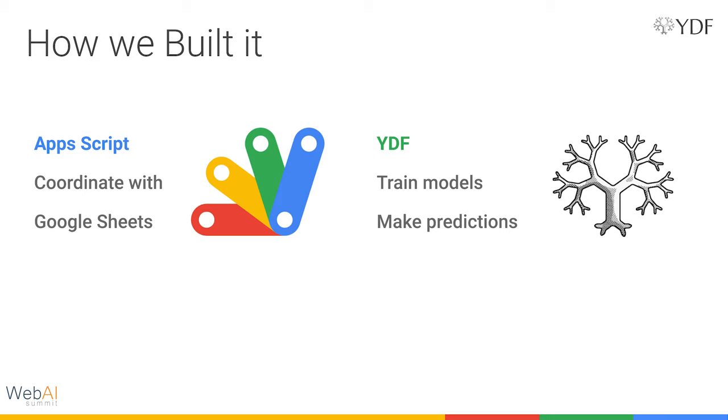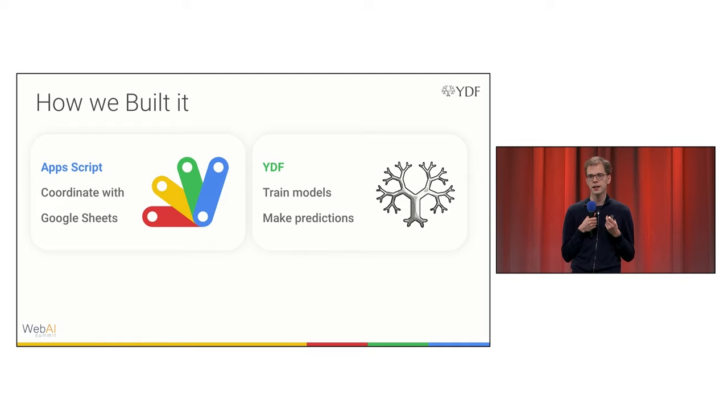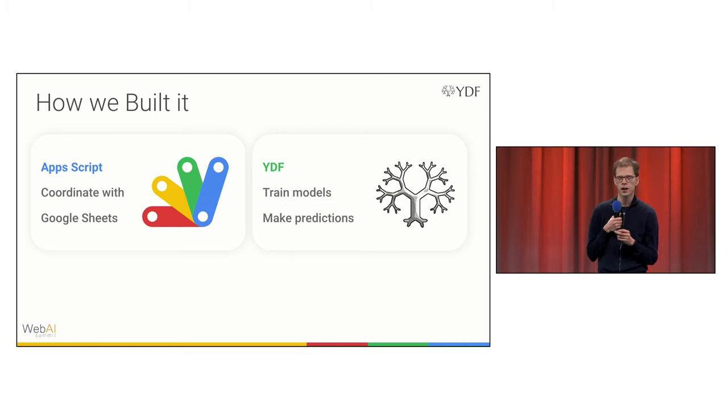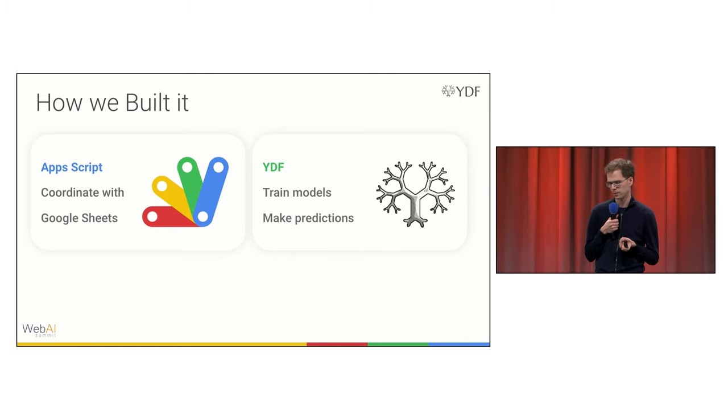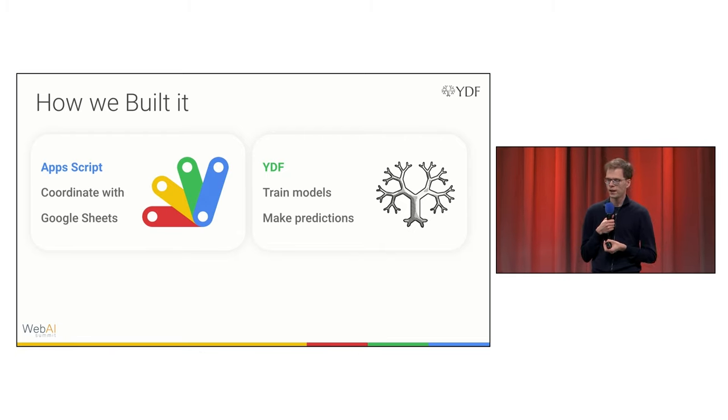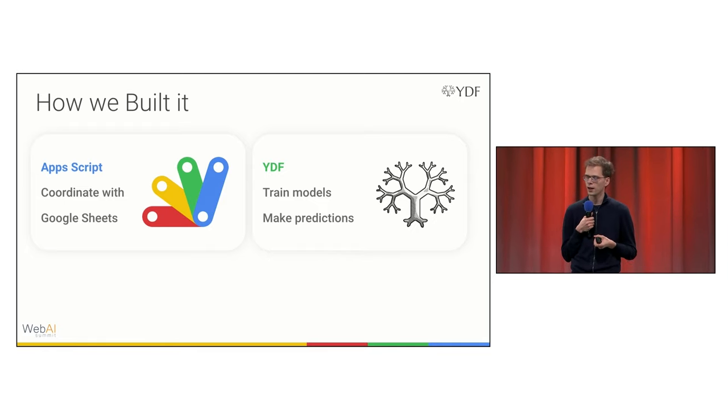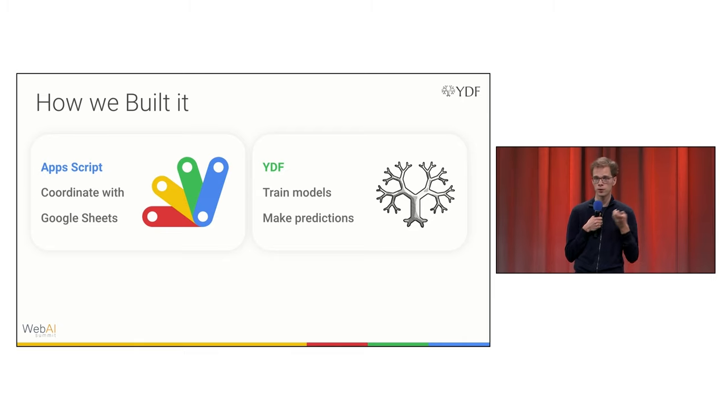Going a little bit deeper on how we build it, there's really two components, both powered by web technologies. On the one hand, there is Google Apps Script. Google Apps Script is a cloud-based JavaScript platform powered by Google Drive that lets you integrate with and automate tasks across Google products. We use Apps Script for coordinating between Google Sheets and YDF. And then in the browser, Apps Script creates an iframe where we can run YDF, and YDF trains the models, analyzes them, and makes the predictions. The predictions are sent back to Apps Script, and we also store the models on Google Drive, and they can be used even outside of Sheets.